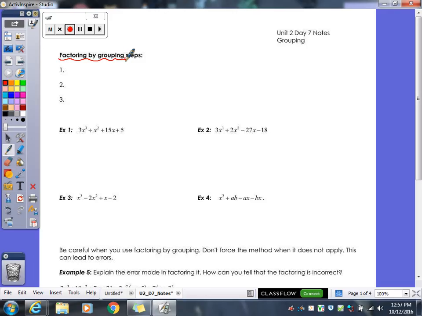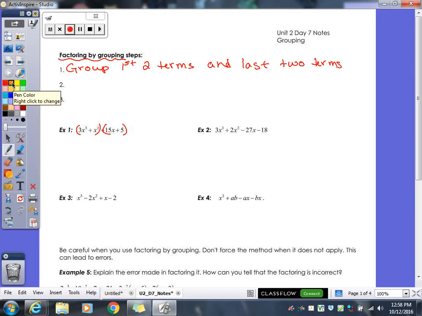So to factor by grouping, step 1 is you want to group your first 2 terms together and your last 2 terms. So you group your first 2 terms, group your last 2 terms. Taking a look at example 1, what I mean by that is my 3x cubed and my x squared, I'm going to group those 2 together. And then my 15x plus my 5, I group those 2 together. So that's our first step.